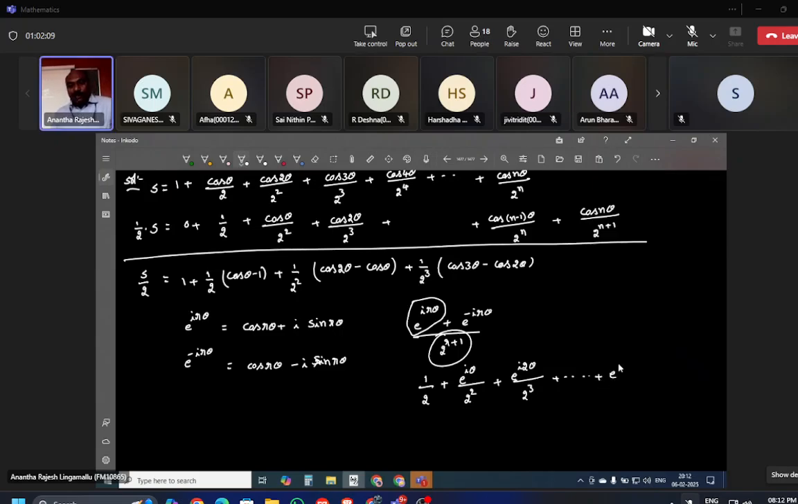Plus and so on plus e power i n theta by 2 power n plus 1. Plus this one starting, put r equal to 0. Same, 1 by 2. Next here, e power minus i theta by 2 square plus and so on plus e power minus i n theta by 2 power n plus 1. Any use?